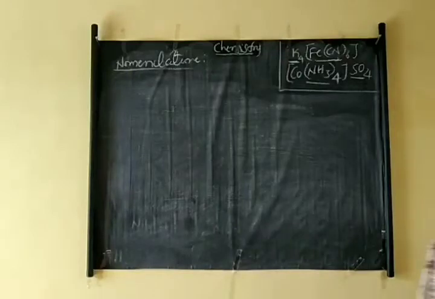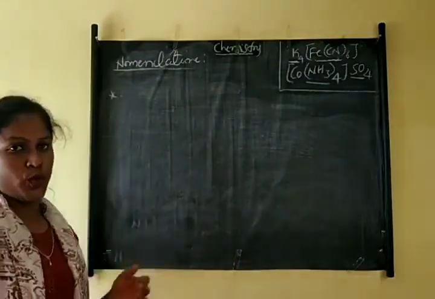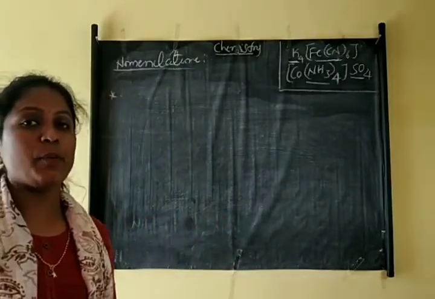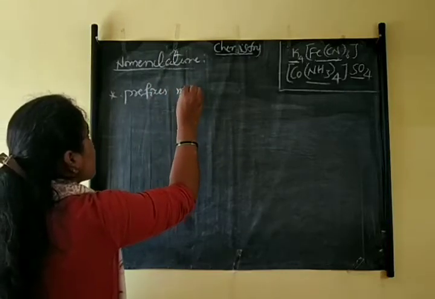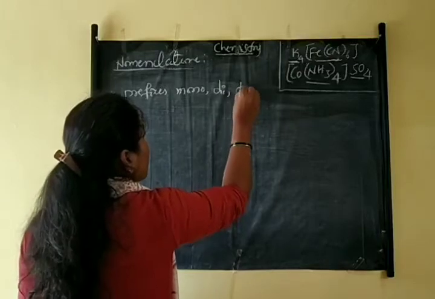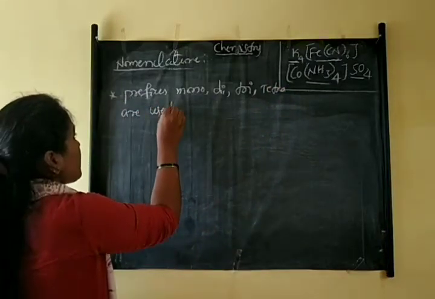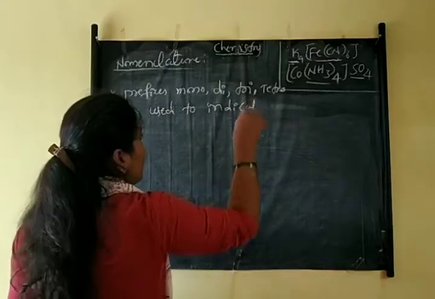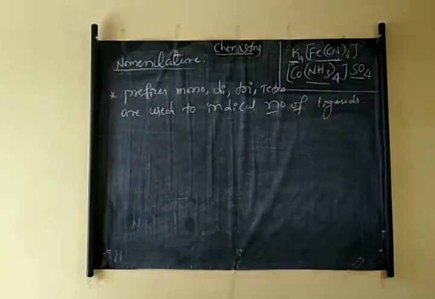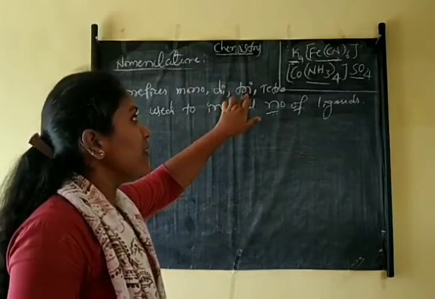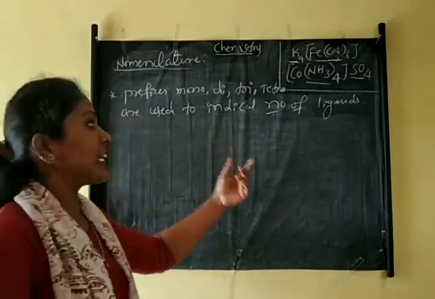The next one is that the prefixes mono, di, tri, tetra are used to indicate the number of ligands. That is the next rule. If the ligands are 3, you can use the prefix tri, or if the ligands are 6, you can use the prefix hexa. Like that, the prefixes are used to indicate the number of ligands.